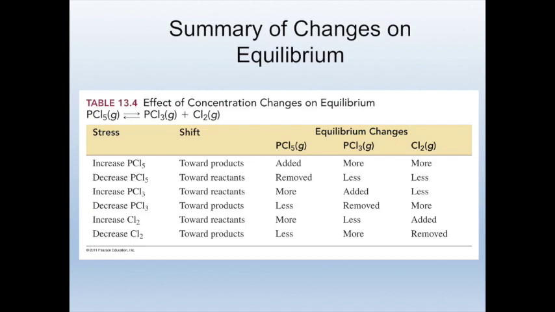If you increase the amount of PCl3, this will increase the rate towards reactants. If you decrease PCl3, this will cause the equilibrium to shift towards products. If you increase chlorine gas, this will cause the equilibrium to shift towards reactants. And if you decrease the chlorine gas, it will cause the equilibrium to shift towards products.